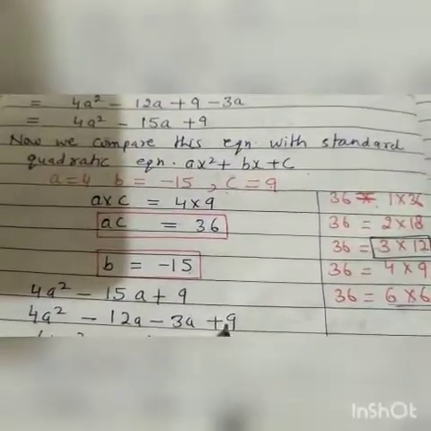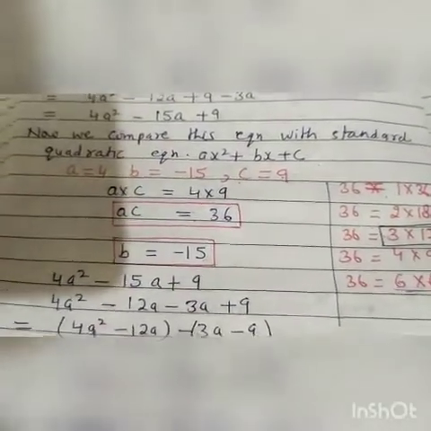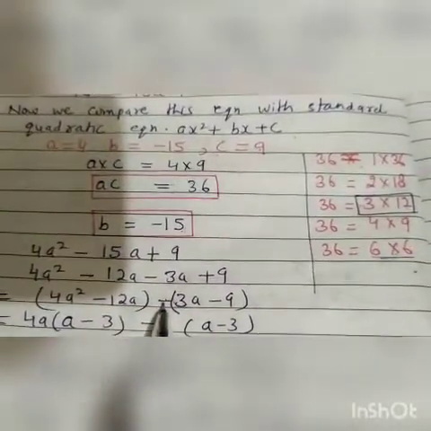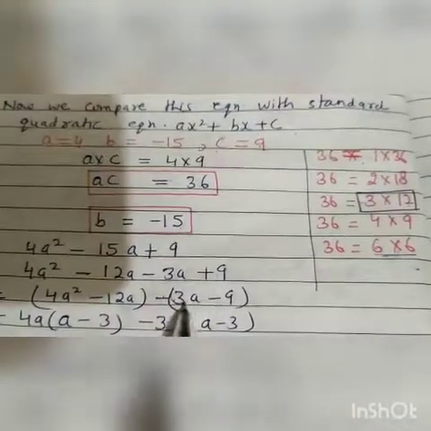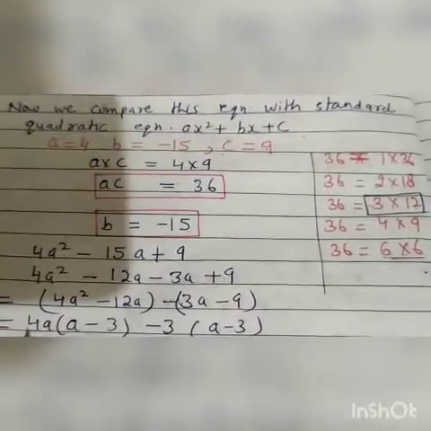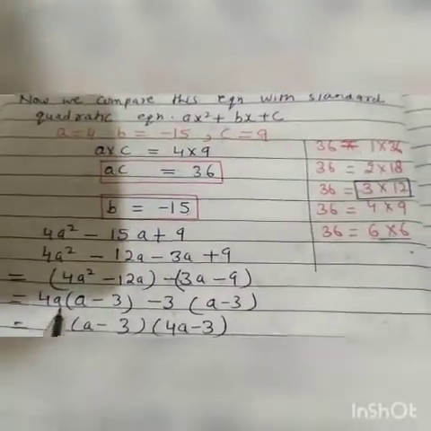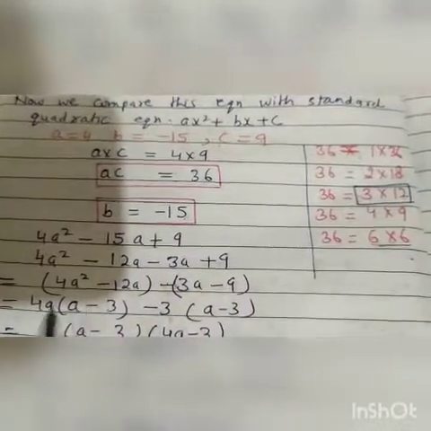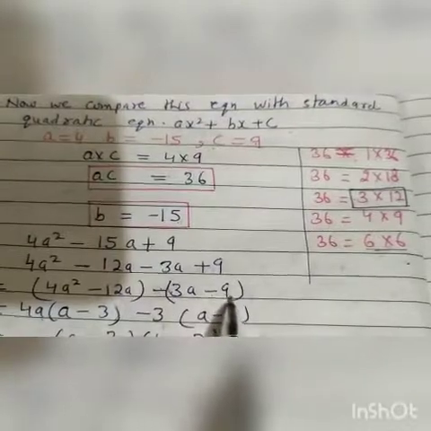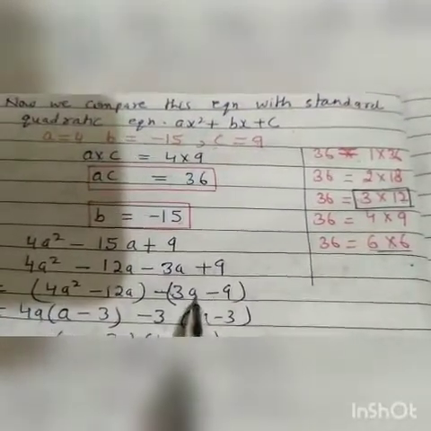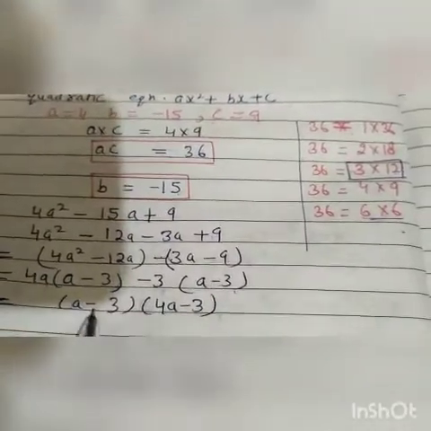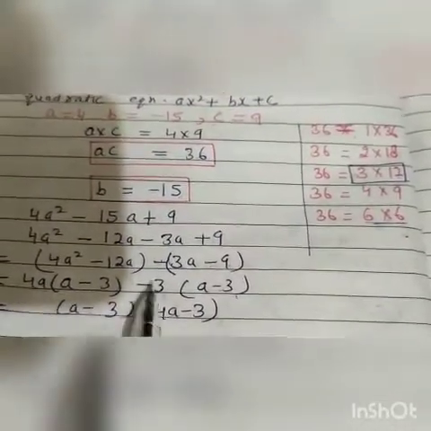Then this plus 9. Now make groups: 4a square minus 12a, minus, again out of this bracket sign minus, then this sign will change, it will become 3a minus 9. Now take common 4a from here. If we take common 4a from here, we get a from here, minus 4 3s are 12. Then minus 3, we can take common 3 from here. Again this is a minus 3. Now this a minus 3 again common, and 4a minus 3.